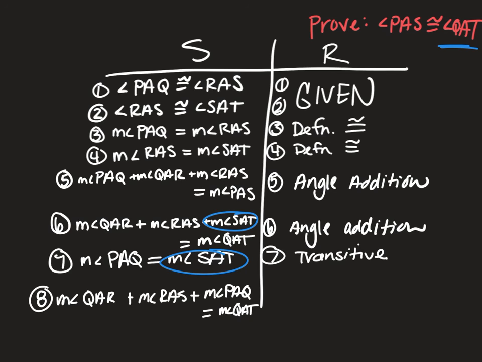All right, because then if you look at what we have, right? So like looking at line 5, our first angle addition, right? We have PAQ there. We have PAQ here. We have QAR and QAR. And we have RAS and RAS. So since those entire sides are equal to each other, we can then say that PAS is equal to QAT, which is what we're trying to prove.